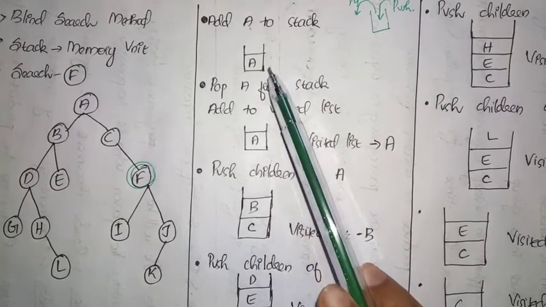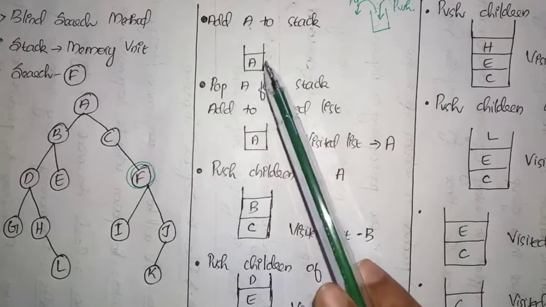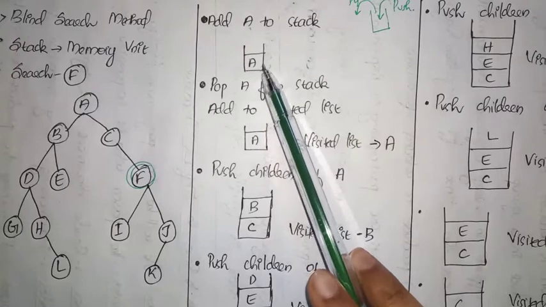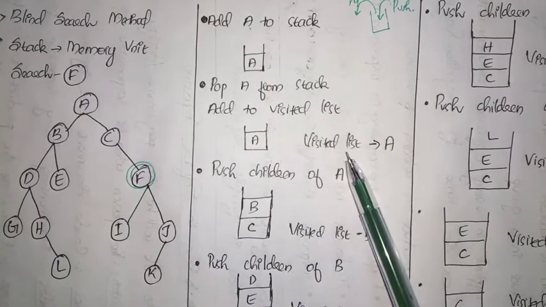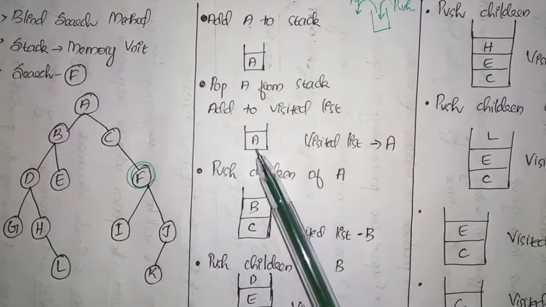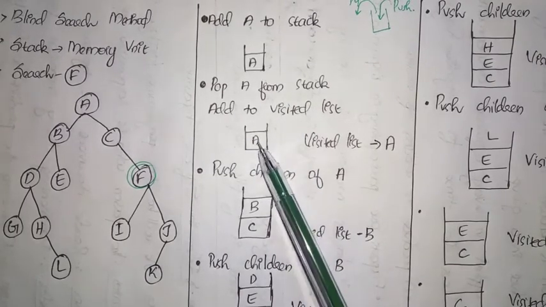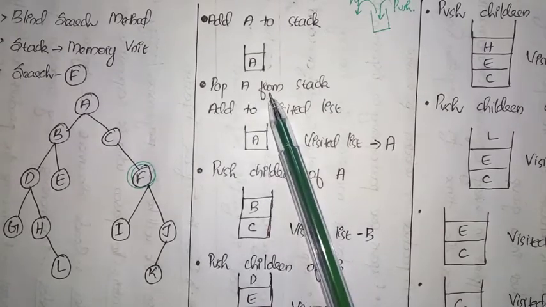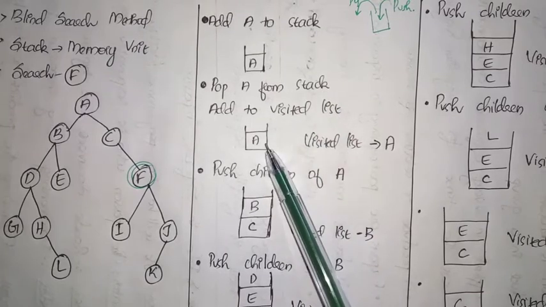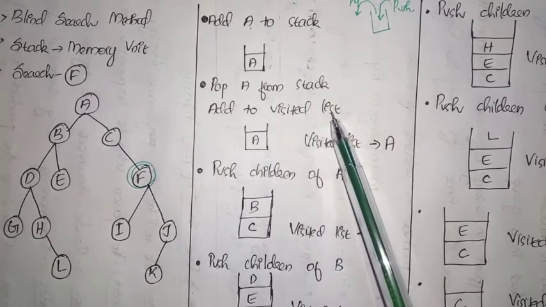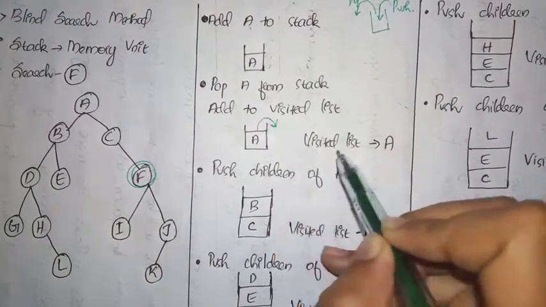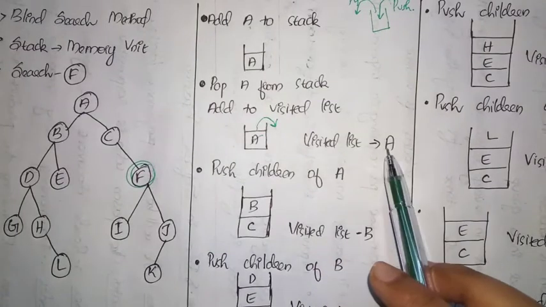After that, the element that is present in the top of the stack is visited, and this visited node is then placed in a visited list. Here only A is present in the top of the stack. So we pop this A, the item that is present in the top of the stack, and then it is added into the visited list.